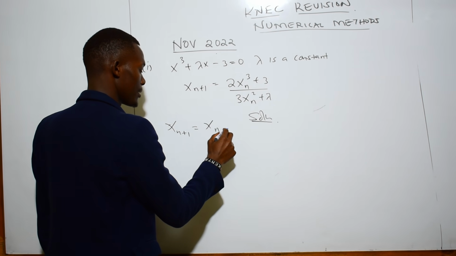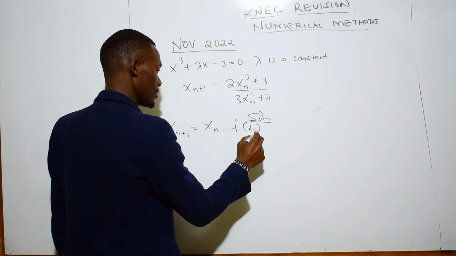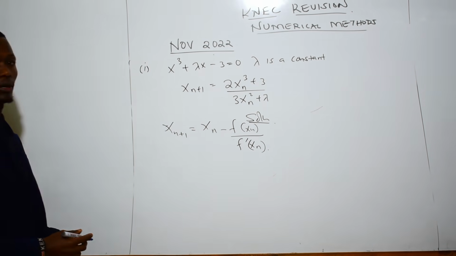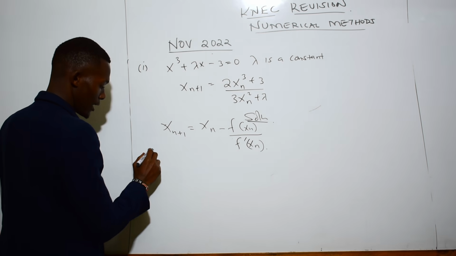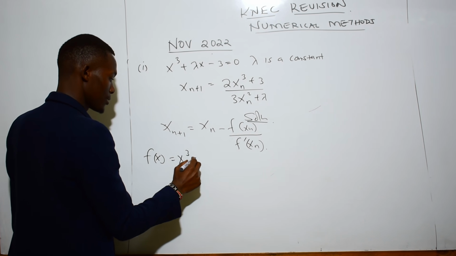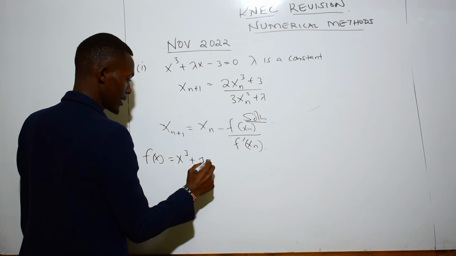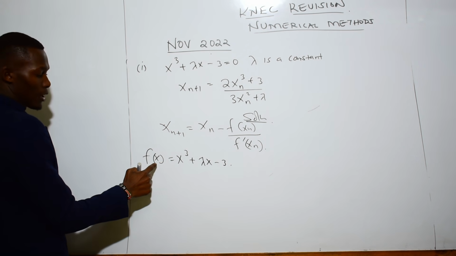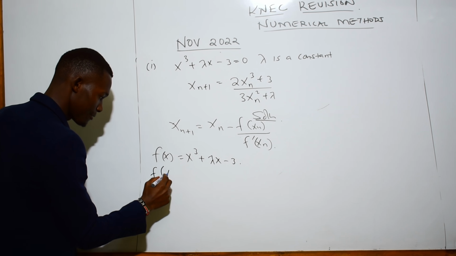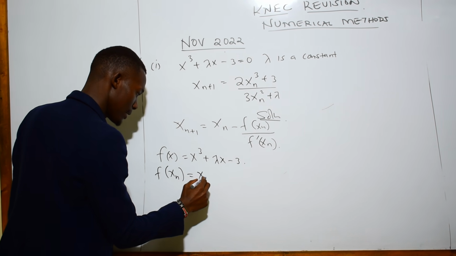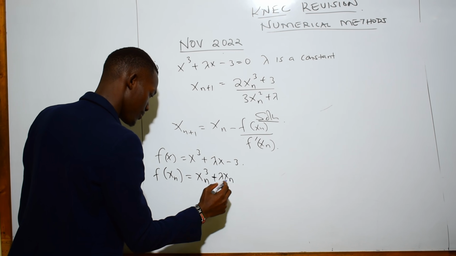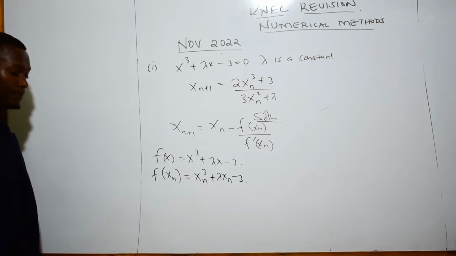Then you have xn minus f xn. Then you have the first derivative of the function with respect to xn. Now we can just state our function f(x) is this function, which is just given by x cubed plus lambda x minus 3. Now replacing our x and just putting a subscript here of n. So we have f(xn) equals xn cubed plus lambda xn, then minus 3.